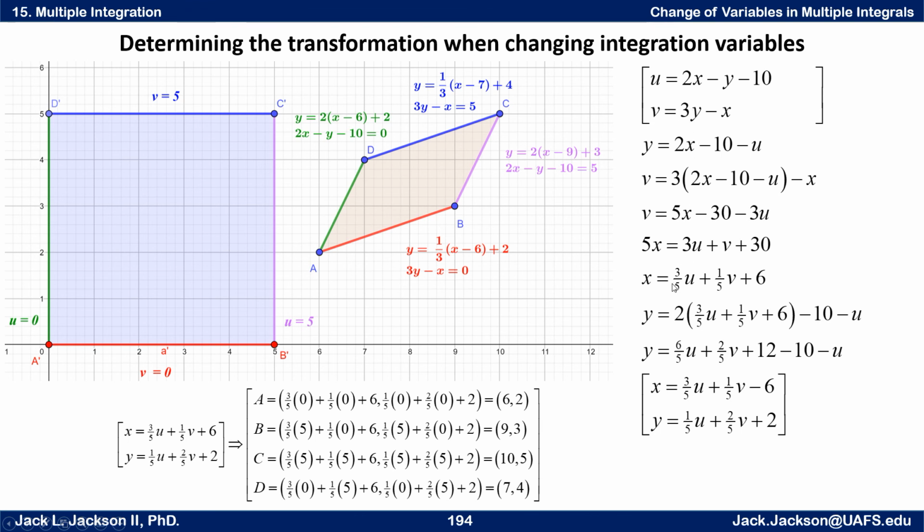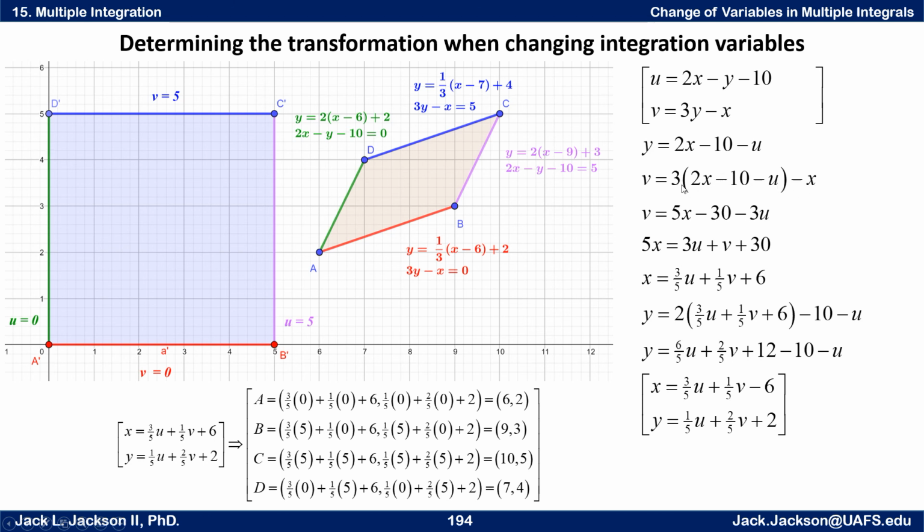Let's take a look over here on the right side. Alright, so let's take the first equation and solve for y. I'm going to add y to both sides and subtract u. So y is 2x minus 10 minus u. And this is a simultaneous system, so I'm going to substitute that in place of y in the second equation. v equals 3 times that y minus x. And that y is, of course, 2x minus 10 minus u. So I have this expression right here.